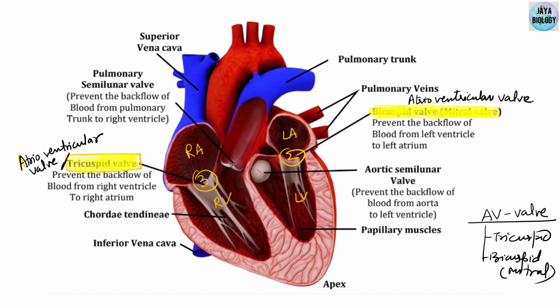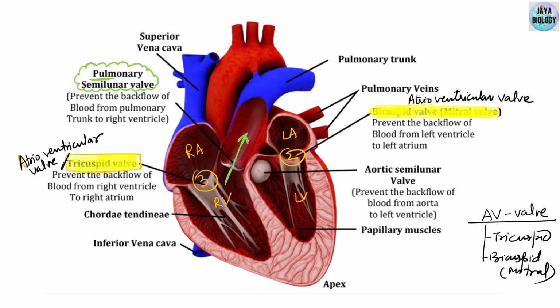Now the semilunar valve, which is present at the beginning of the pulmonary trunk and at the dorsal aorta. So see here, from the right ventricle the pulmonary trunk is starting, and here the valve present is known as the semilunar valve. Because it is at the beginning of the pulmonary trunk, we say pulmonary semilunar valve. It also has three cusps.